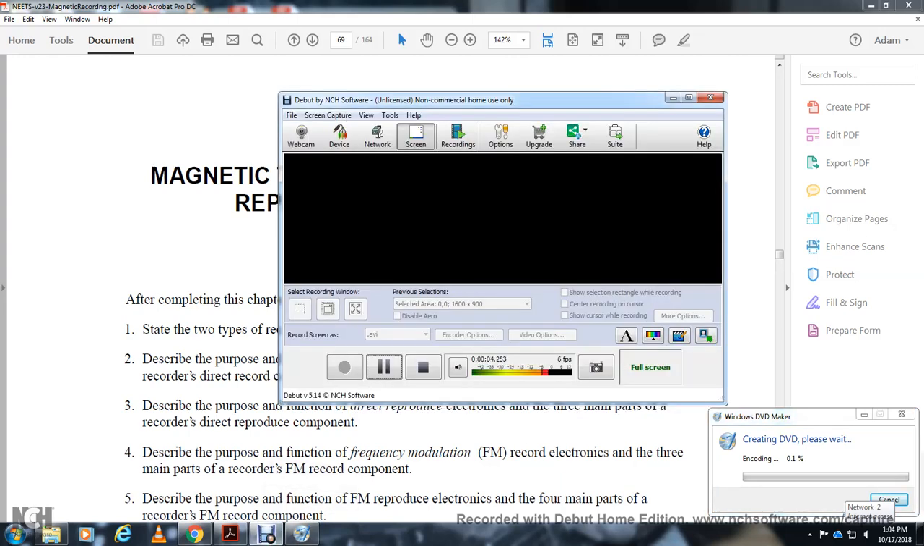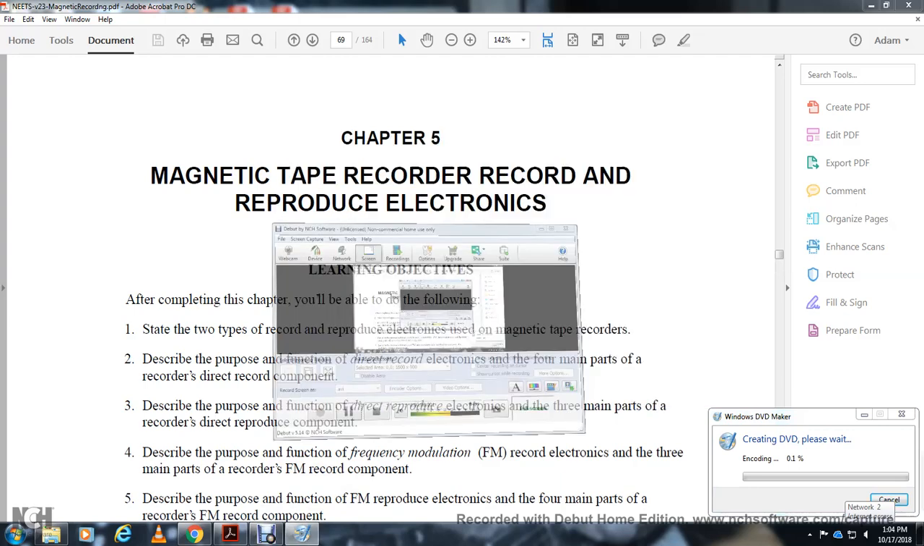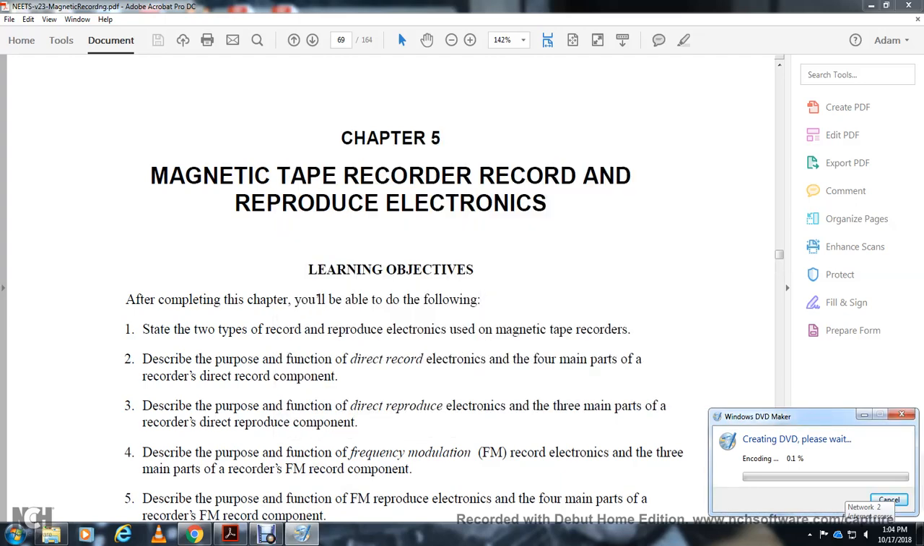Alright, same thing. Chapter 5, magnetic tape recording: magnetic tape recorder reproduce electronics. After completion of this chapter, you'll be able to do the following: state two types of recorder reproduce electronics.